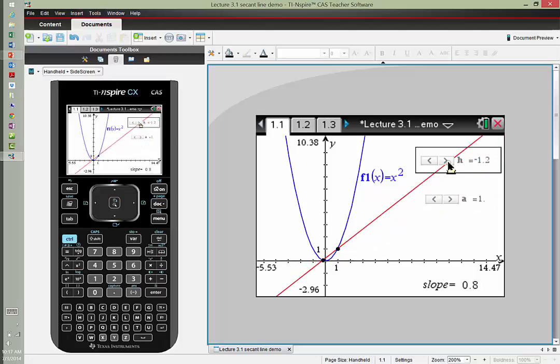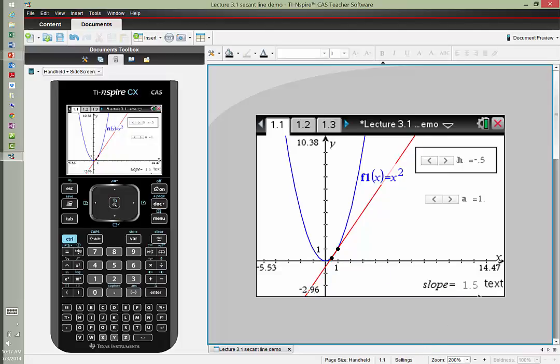And so here I am, I've moved an entire unit closer. Now I'm only 1 below a, and what do we see? Oh, that red line looks a lot closer to being an estimate of the tangent line. And of course, I can get even closer. Now I'm only half a unit below my fixed point. And indeed, this is an even better estimation of the slope, 1.5.